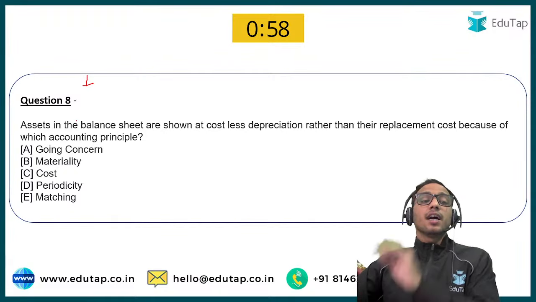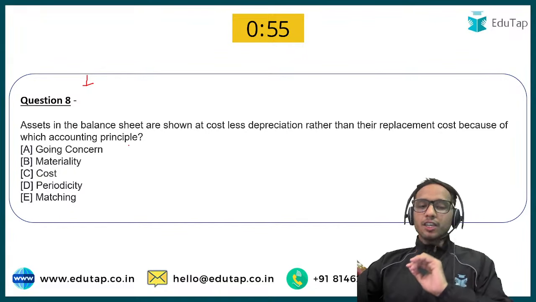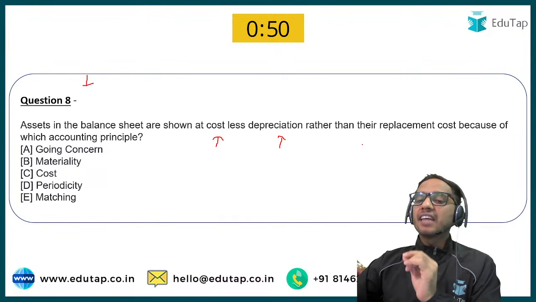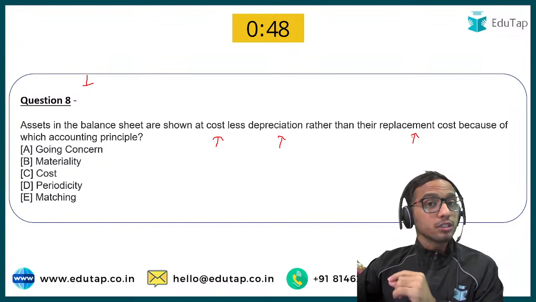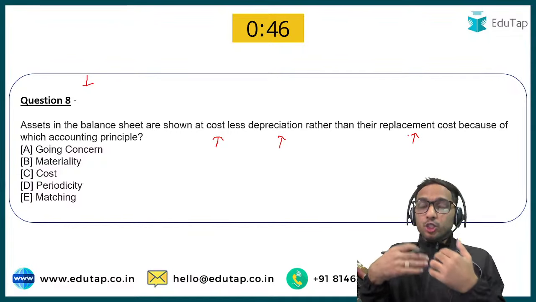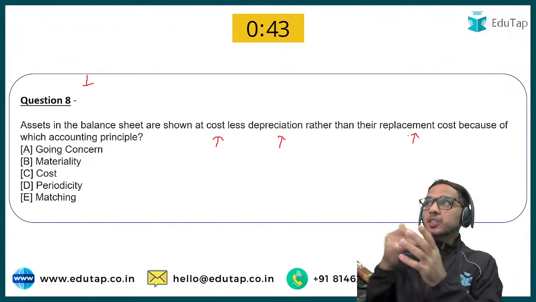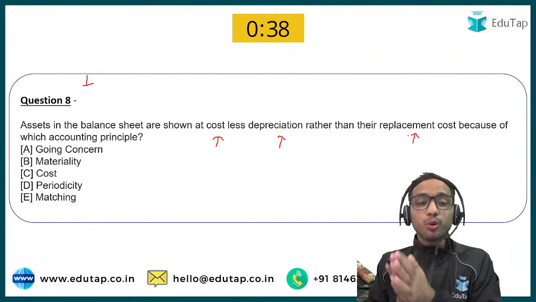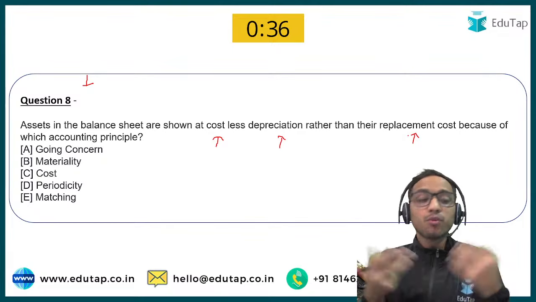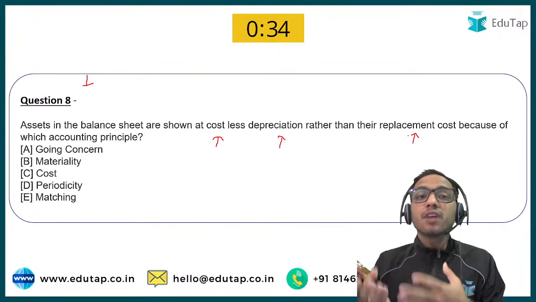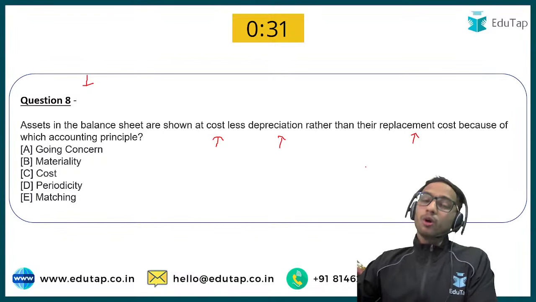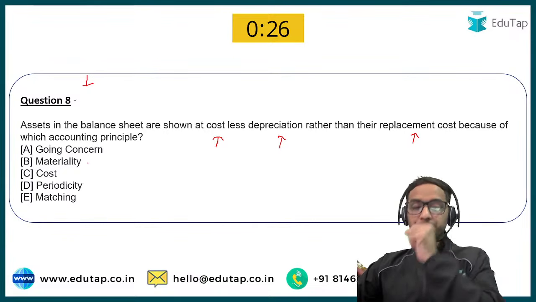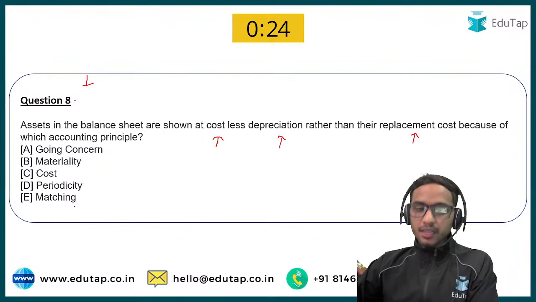That says assets in the balance sheet are shown at cost less depreciation rather than their replacement cost. So why are we not showing our asset at the replacement cost, and instead showing it at the cost less depreciation? Why are we doing so? Which accounting principle are we following, or as per which accounting principle are we doing so? As per going concern, materiality, cost, periodicity, or the matching?